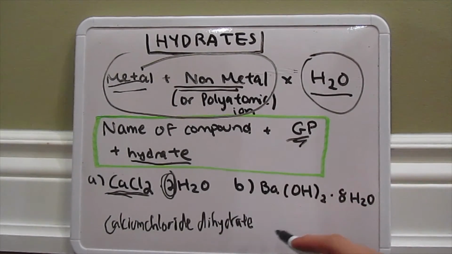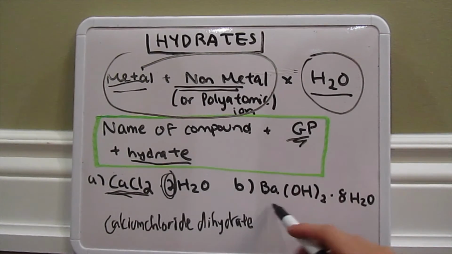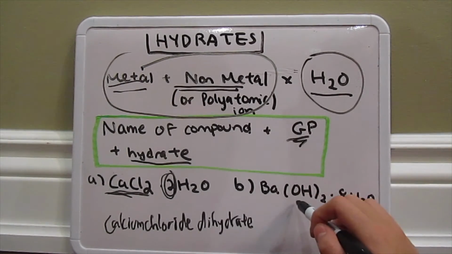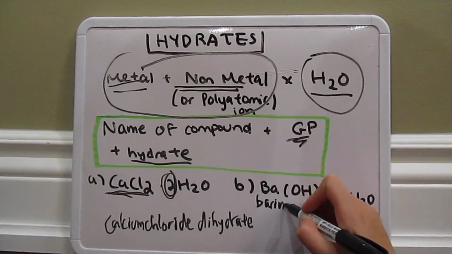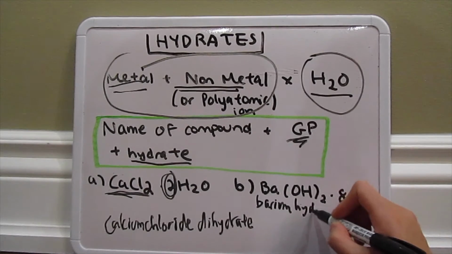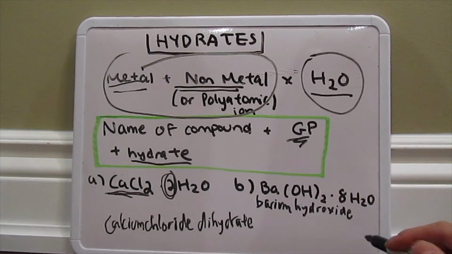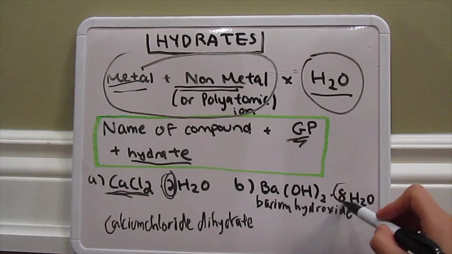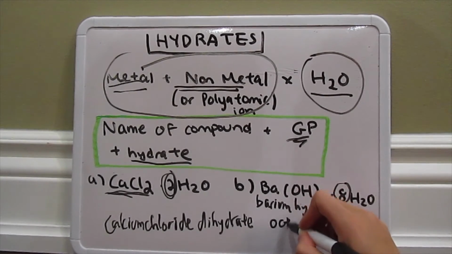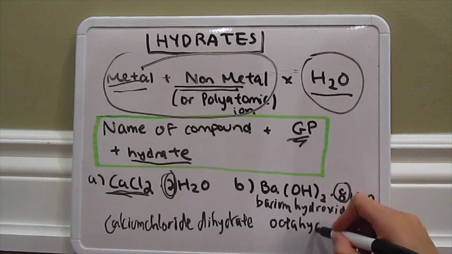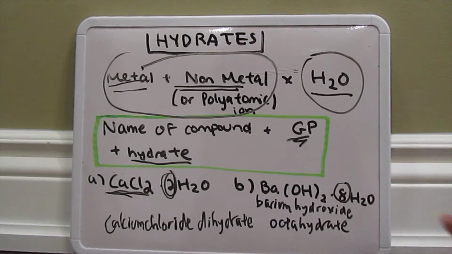Now if we look at our second example, Ba(OH)2, 8H2O. Here is an ionic compound example where we have a metal and a polyatomic ion. Like we learned earlier on how to name this, this is barium hydroxide. And then for our Greek prefix, we see that we have 8 molecules of water. We know that 8 is the prefix octa, octahydrate. So that gives us barium hydroxide octahydrate.